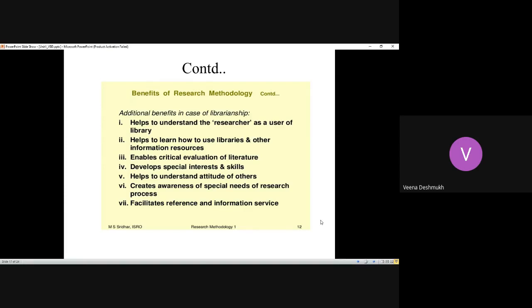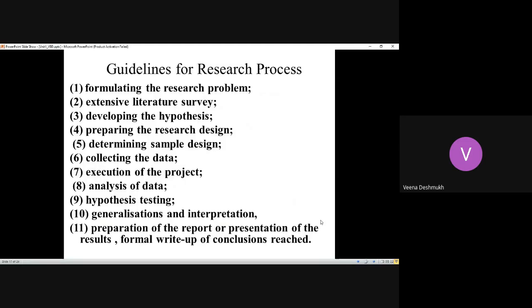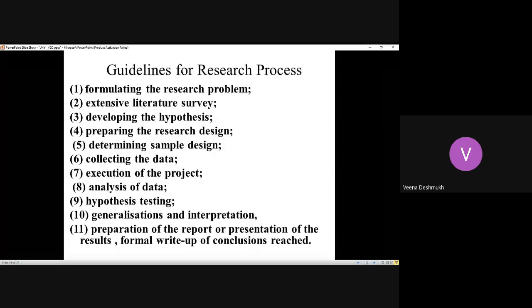So, it facilitates reference and information service. This is naturally true of any research work. You get a lot of information, and you get a lot of services associated with that. So this is regarding the benefits, the methods and the methodology, and the difference between the methods and the methodology of the research.